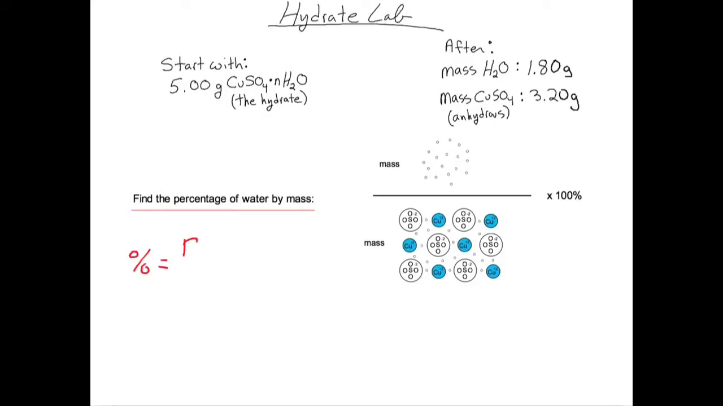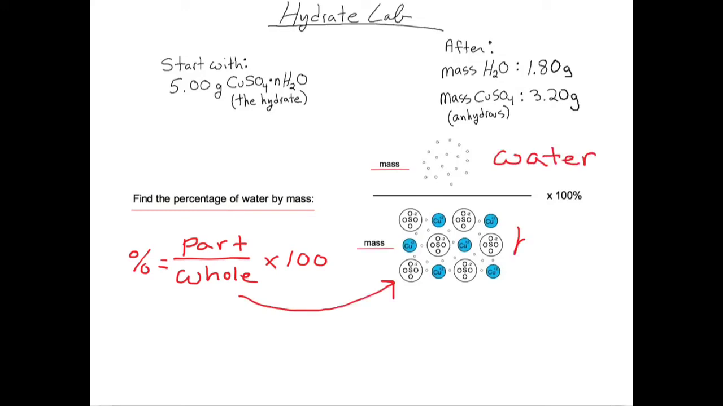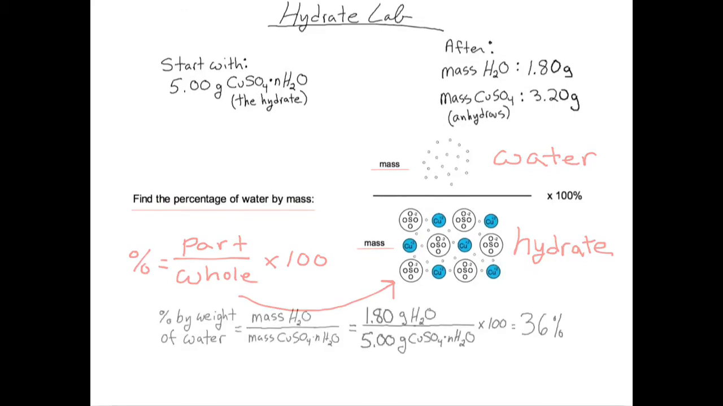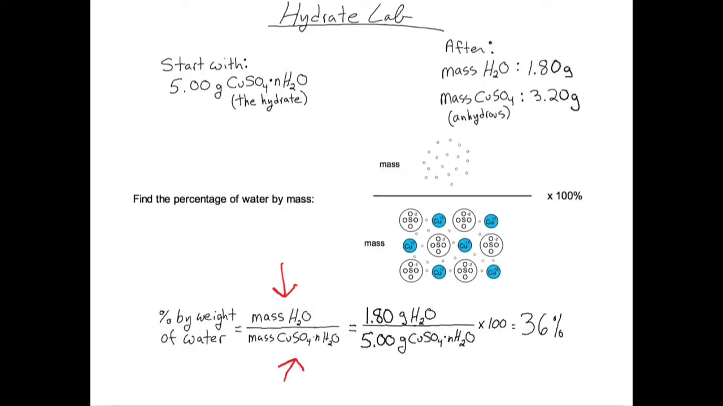Now remember that percentage is given by a part divided by a whole and then multiplied by 100. In this case, the part is the water that was released and the whole was the original hydrated crystal. So we'll divide the mass of the water by the mass of the copper sulfate hydrate. Using our data, that means 1.80 grams of water divided by the original 5 grams of copper sulfate hydrate. Running the numbers, that gives us 36%. So that means that 36% of the mass of our original hydrated crystals was actually made up of water.